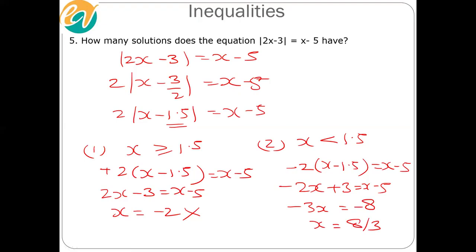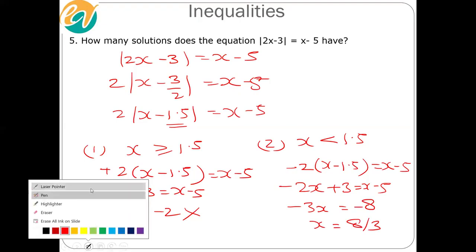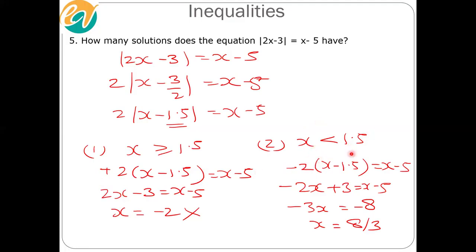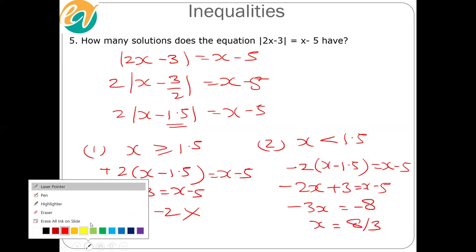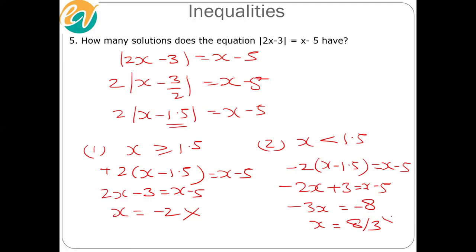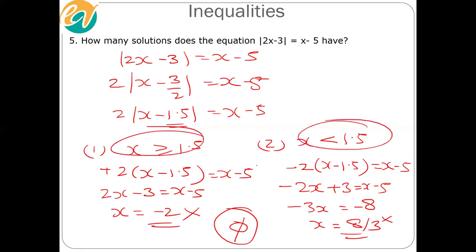Agreed? But what was the condition that we started with? Lesser than 1.5. Is 8 by 3 lesser than 1.5? No. So which means how many solutions does this have? No solution. Are we clear? As we always discuss, whenever you get a solution, make sure that it satisfies the condition. So 0 solutions.